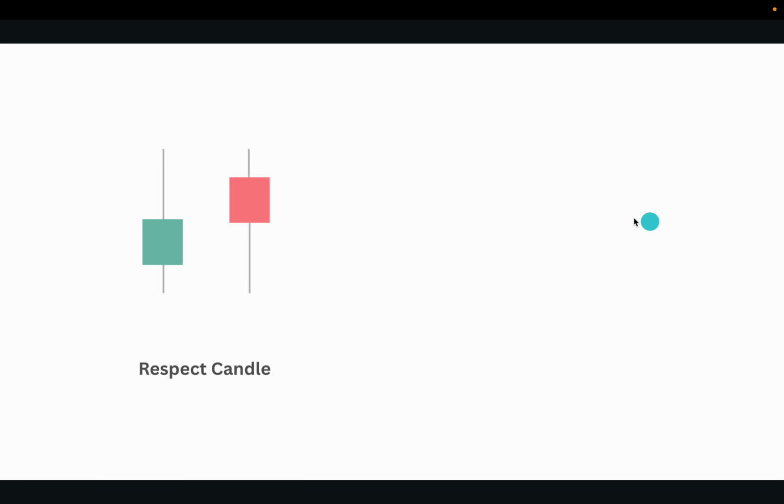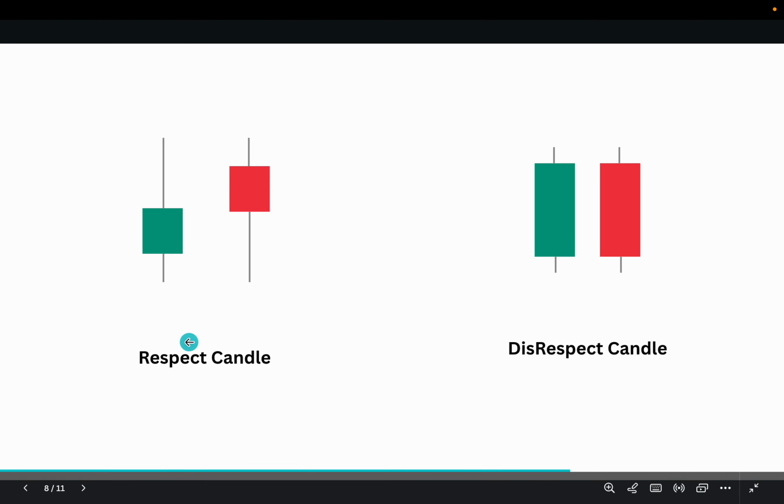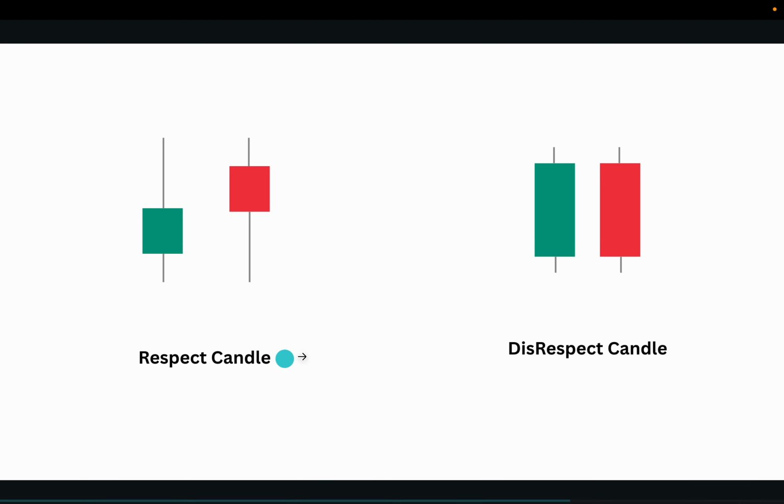Okay, so these are the bullish fair value gap and the bearish fair value gap. Next, we have the respect candle and the disrespect candle. Now what are the respect candle and the disrespect candle? Depending on the size of the body in relation to the top wick and the bottom wick, we can distinguish candles into respect candles or disrespect candles.